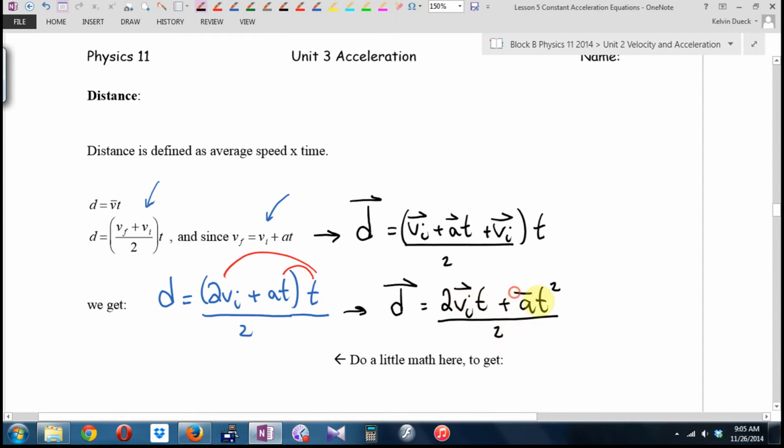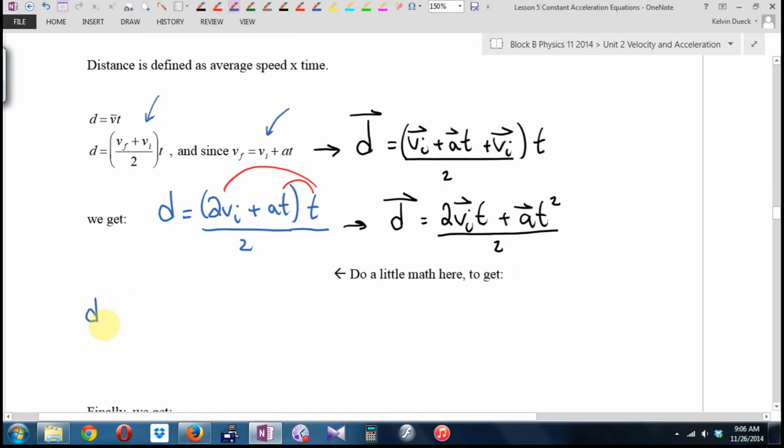Oh, and again, Justin, vector, vector. Have I done anything weird or new? I've done some clever algebra so far, Madison. What's on the bottom of this fraction? A 2. Am I dividing everything by 2? Then I'm going to split this fraction up. I'm going to write 2 VIT over 2 plus AT squared over 2. Vector, vector, vector. By the way, you'll notice often what I do, I write the equation, and then afterwards I add the vector signs. That's kind of like my check. Better make sure I don't forget those. Just a habit.